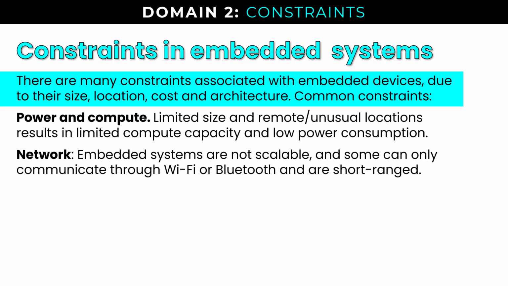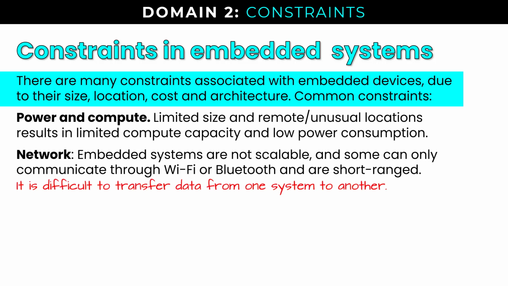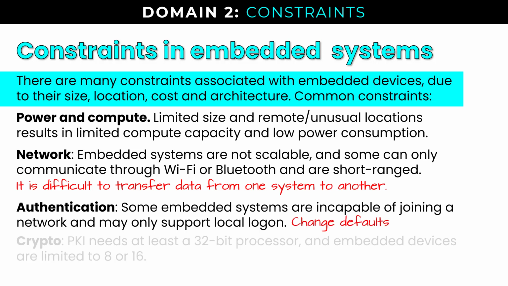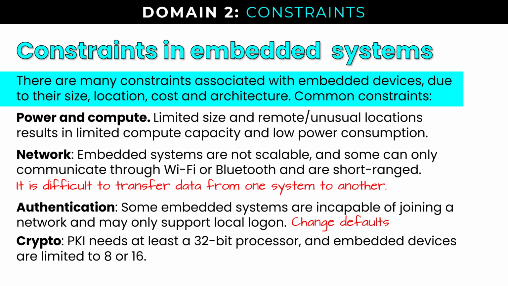Network connectivity. Embedded systems are not scalable, and some can only communicate through Wi-Fi or Bluetooth and are often short-ranged. It's difficult to transfer data from one system to another often. Authentication. Some embedded systems are incapable of joining a network and may only support local logon. You know what to do there. Change the defaults.